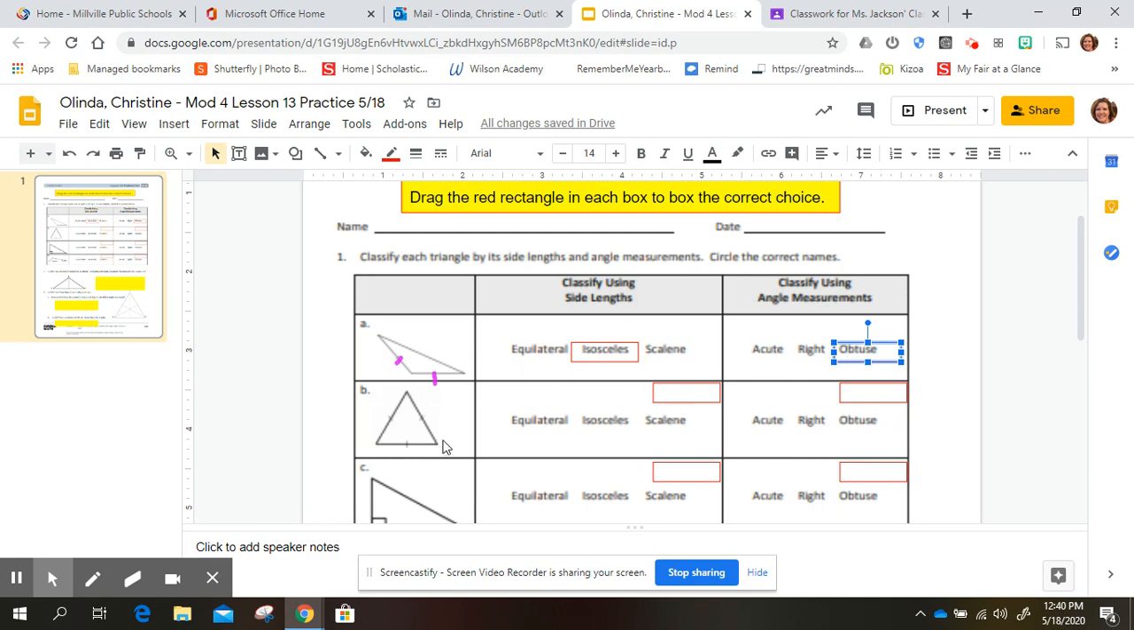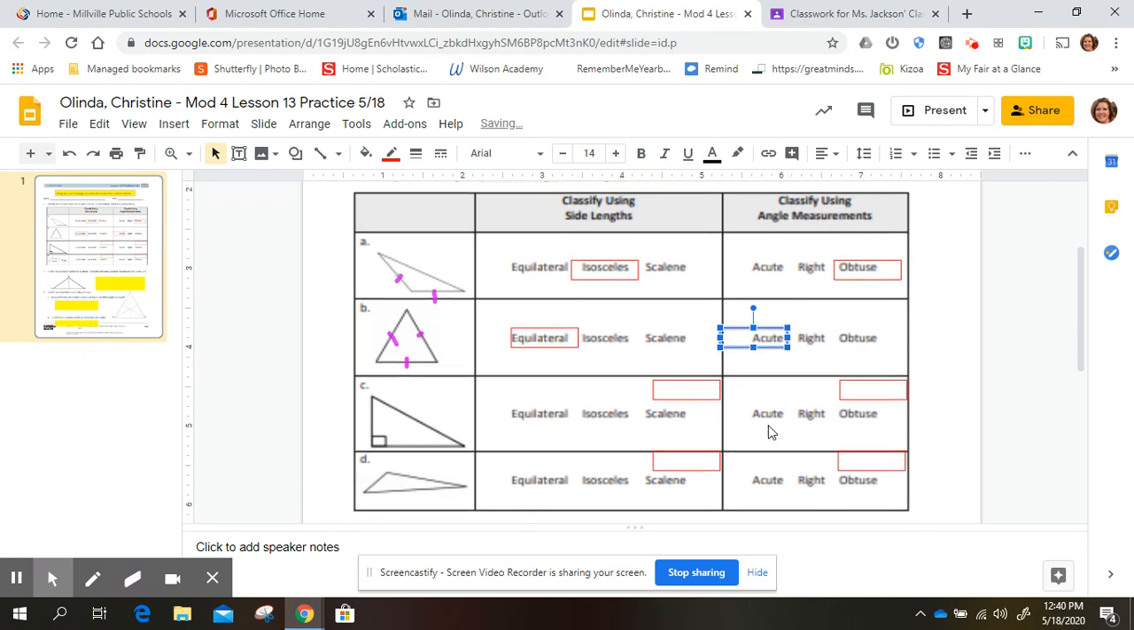B, so this is probably the easiest triangle to figure out. All three sides are the same length. They have the lines here, so when all three sides are the same length, it's equal or an equilateral triangle. And because all three sides are the same length, then the angles have to be acute. This is a really good clue here.